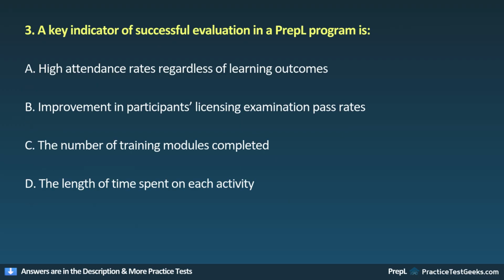3. A key indicator of successful evaluation in a PrepL program is A. High attendance rates regardless of learning outcomes. B. Improvement in participants' licensing examination pass rates. C. The number of training modules completed. D. The length of time spent on each activity.